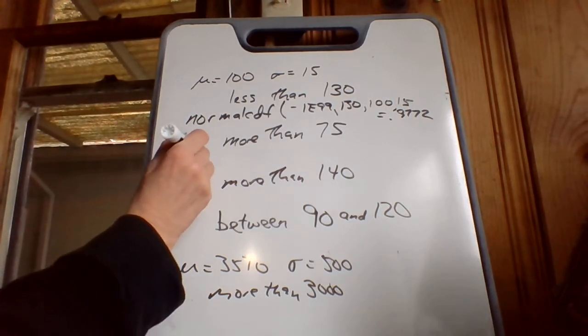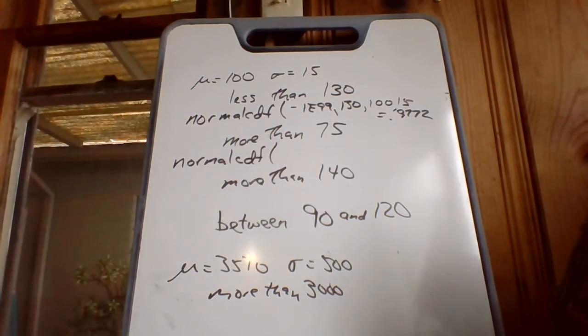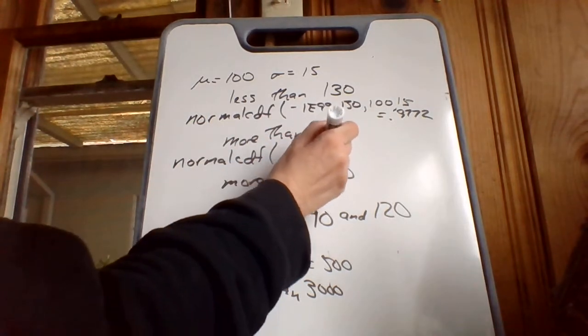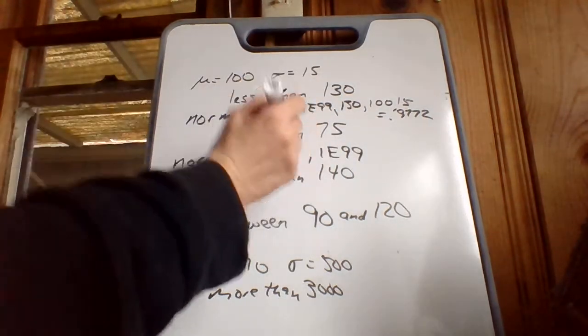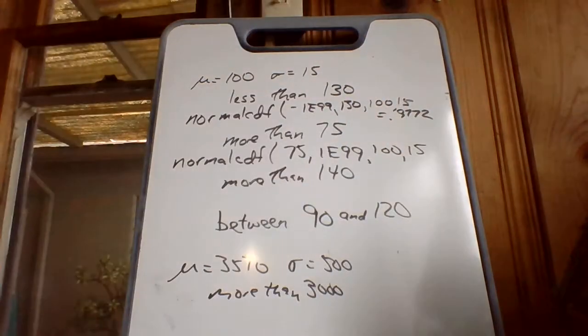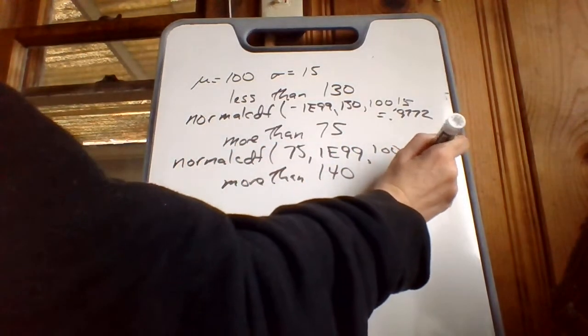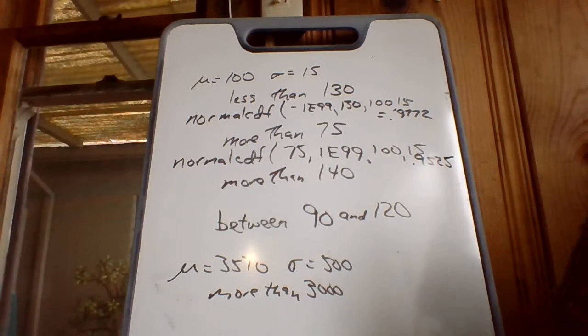All right, normal CDF, more than. But more than means exactly the same thing as greater than. This is the positive infinity section. So 1e99 goes with my second one as my upper. First one, oh yeah, the problem says I should use a 75. And then I put in my 100 and my 15. And I get 0.9525. I was probably rounding when I put the whole thing in the calculator the last time. So mine has rounding errors and yours probably won't.